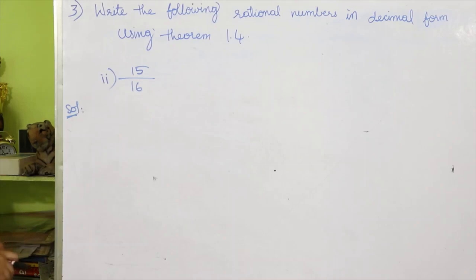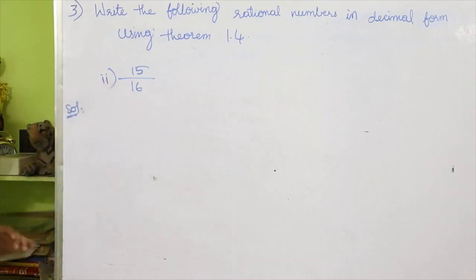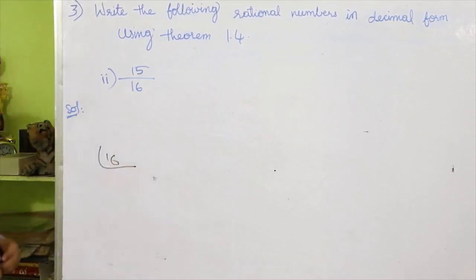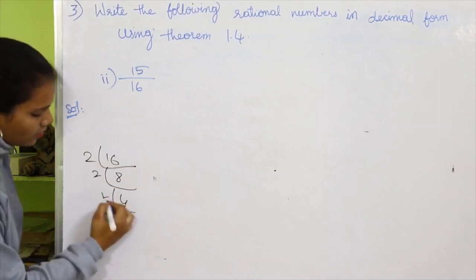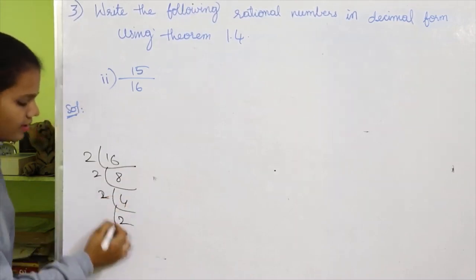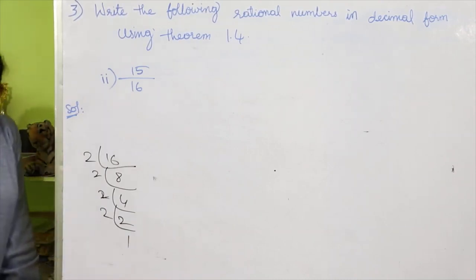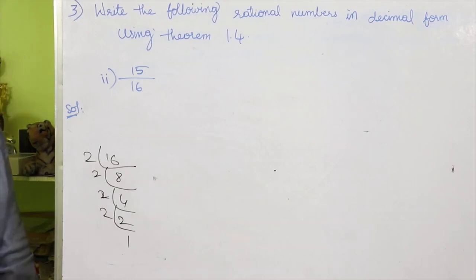But what you do if you wanted to write in LCM, okay? Let us keep the 16 in the LCM box. 2 eights, 2 fours, 2 twos, 2 ones. This becomes 2 power 4 equal to 16. Are you getting it? 2 power 4 equal to 16 means 2 into 2 into 2 into 2. 2 twos 4, 4 twos 8, 8 twos 16. So 2 power 4 equal to 16.